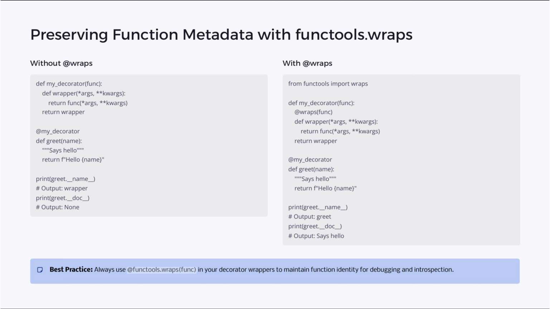Using decorators can obscure function metadata like name and docstring. By applying @functools.wraps, we preserve this metadata, ensuring the function's identity remains intact. This is crucial for debugging and introspection. For instance, without @wraps, greet's metadata is lost, but with @wraps, it retains its original name and docstring, enhancing code clarity.